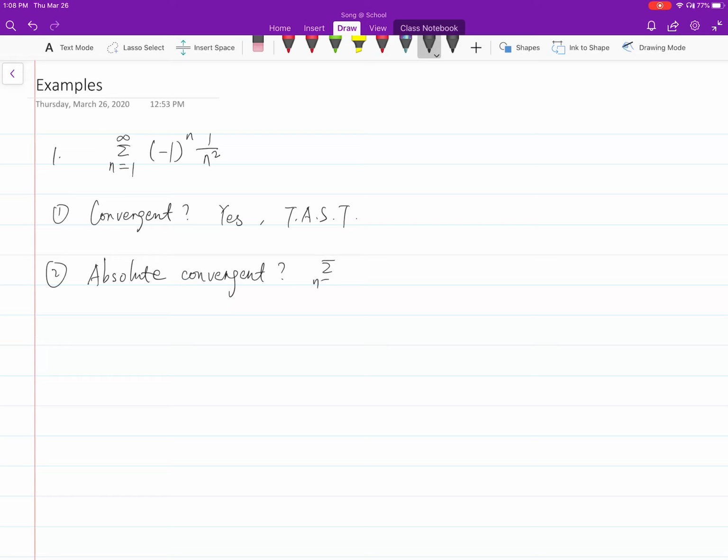Well, that means we take the original series, we take the absolute value, which gives you, now remember, before it's alternating, now the negative 1 to the n just disappears because no matter what, you get positive. Is 1 over n squared, if you take the sum, convergent? Well, it is because of the p-series. So yes. Therefore, this original series with a negative sign is convergent, and it is also absolutely convergent.